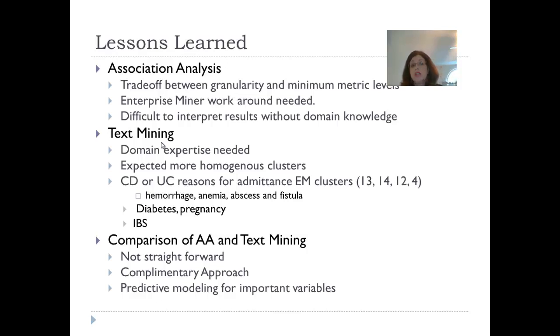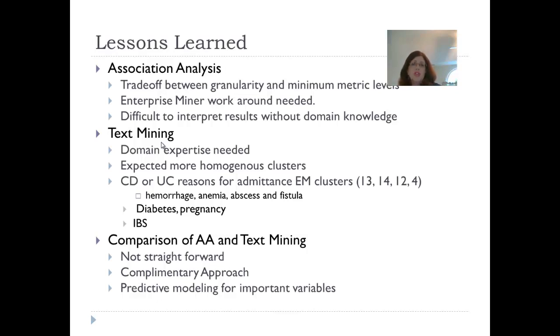Also, we found that Enterprise Miner would not run the actual association analysis modeling, validation, and test sets, so we had to create our own workaround for that process to occur. And as I said, without domain knowledge, it's hard to evaluate the results from your association analysis. You've got to know a little bit about the diseases you're looking at to say, well, that seems reasonable or not. Also, that domain expertise is valuable for text mining.